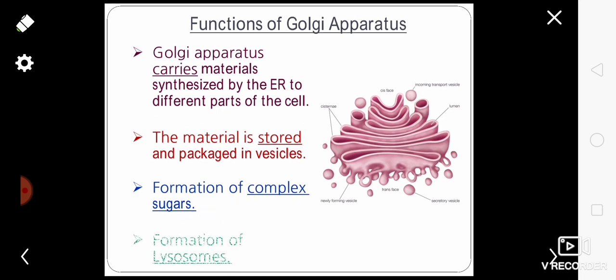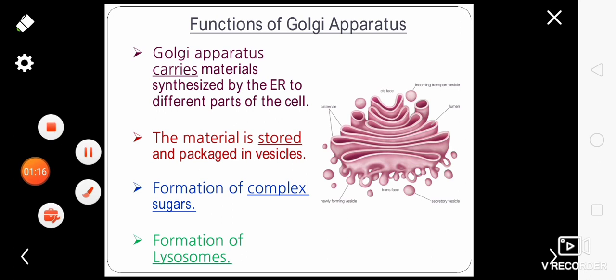And last function is helping for the formation of lysosome. Lysosome is another cell organelle. So Golgi apparatus helps for the formation of lysosome. So these are the four functions of Golgi apparatus. It acts as a carrier for transport, then it helps for the storage, then it helps for the formation of complex sugars, and it also helps for the formation of lysosomes. So these are the functions.